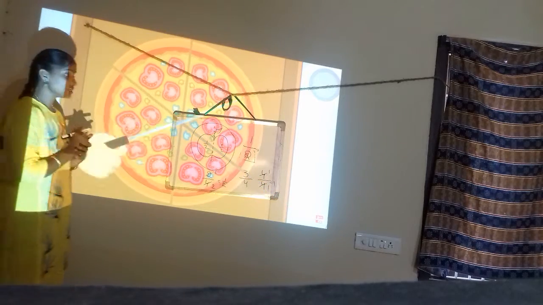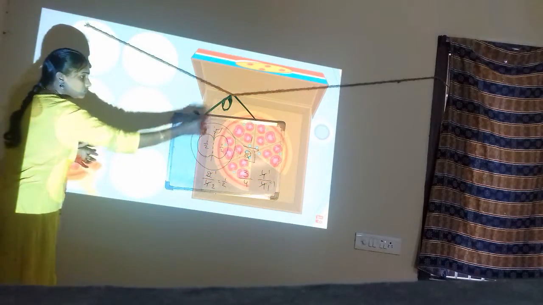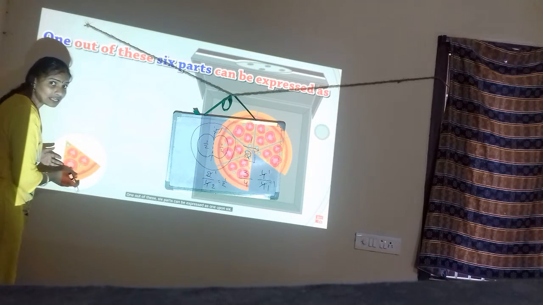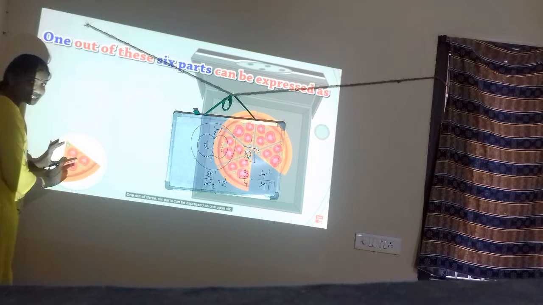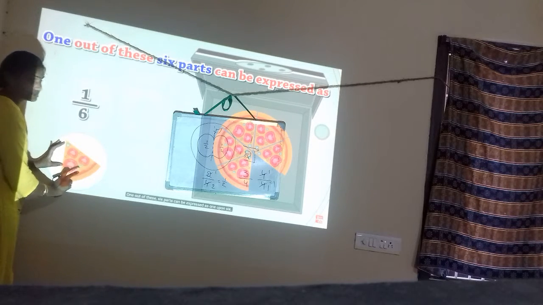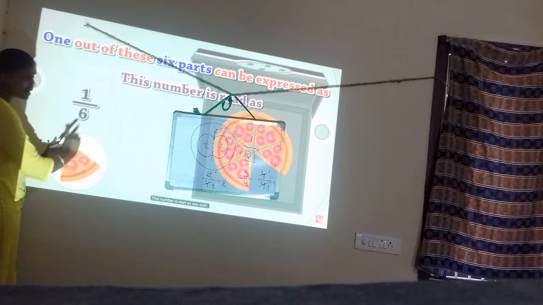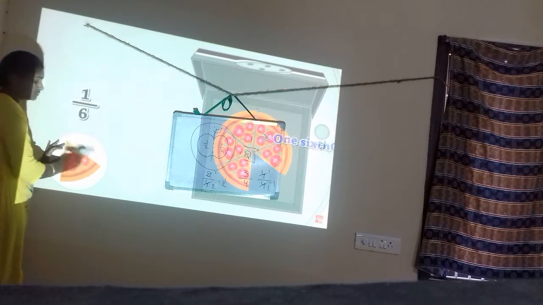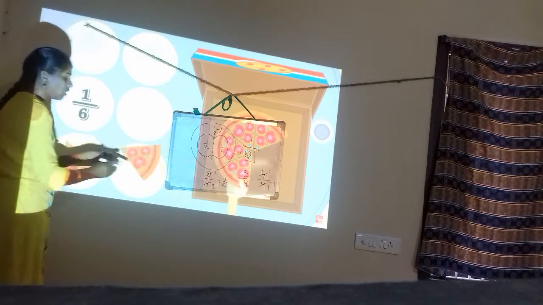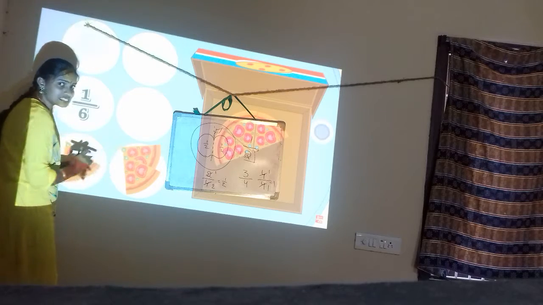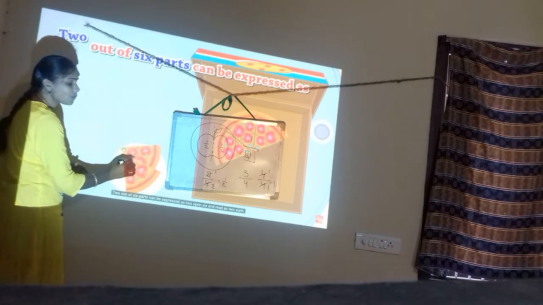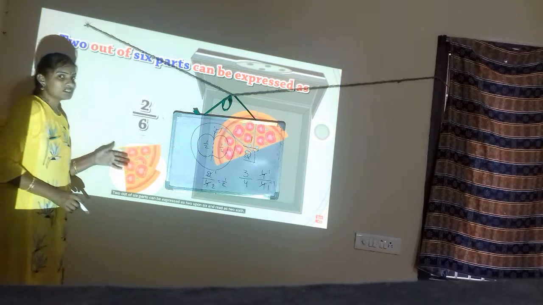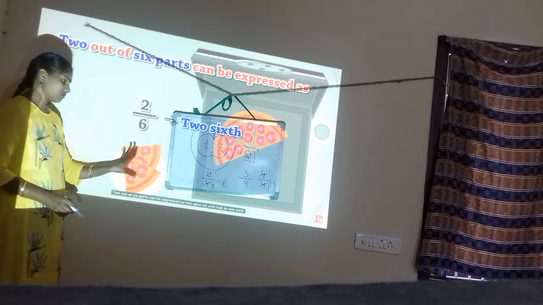Okay, how do they have to share? See here, 1, 2, 3. One part I put on one plate. So this part is 1 by 6, because total parts are 6 and the taken part is one part. This part is called 1 by 6. Now on another plate I put 2 parts. So it is 2 out of 6 parts.